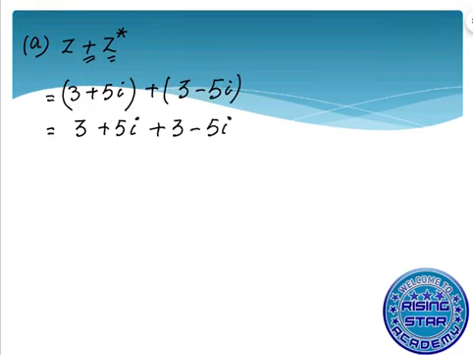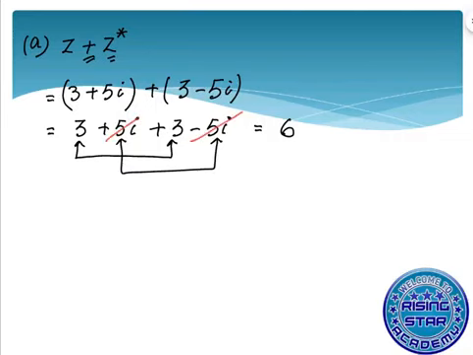I removed the brackets. For addition, the real part is going to add with the real part. So that would become 6. And the imaginary part is going to add with the imaginary part, so it's the same value but the opposite sign. So these two values are going to cancel out. So 6 will be my final answer.